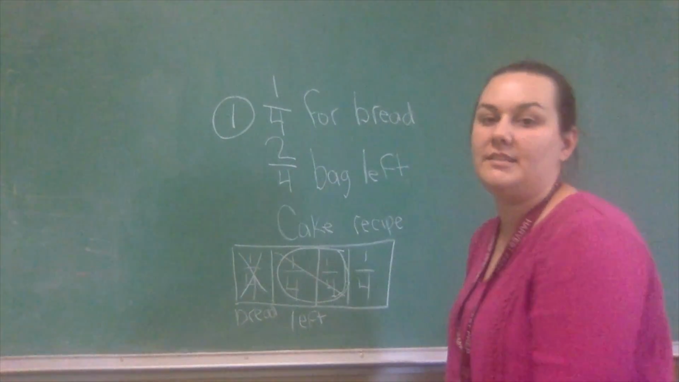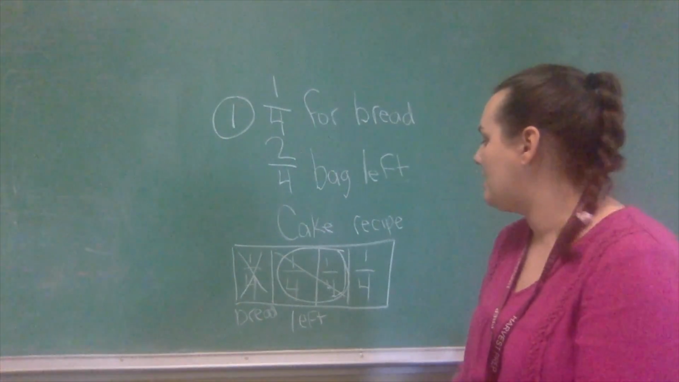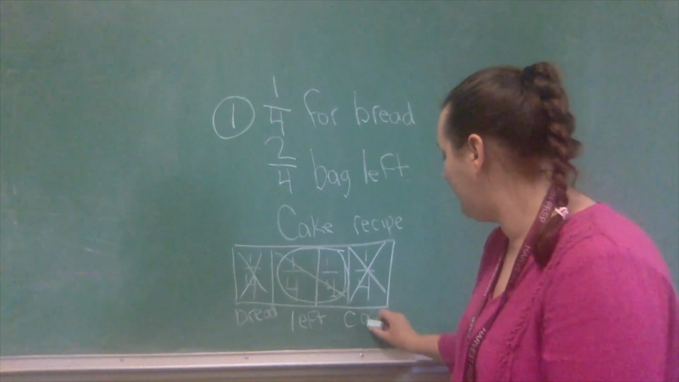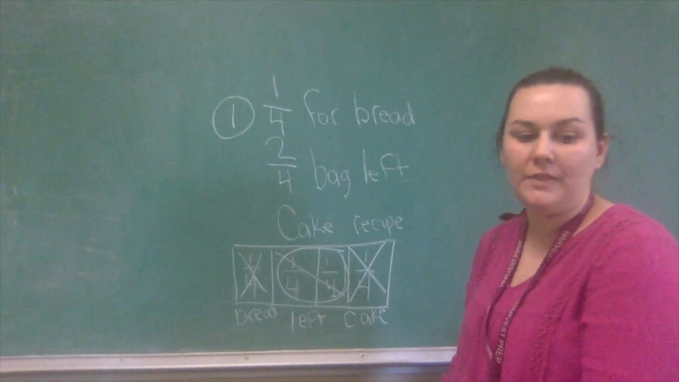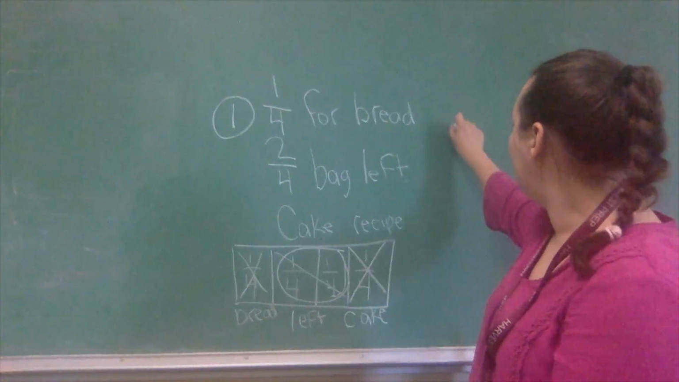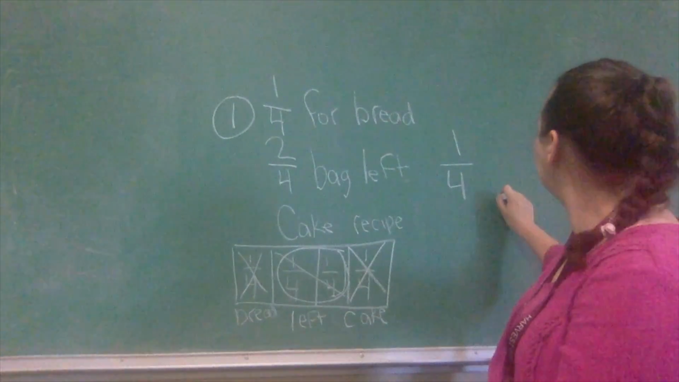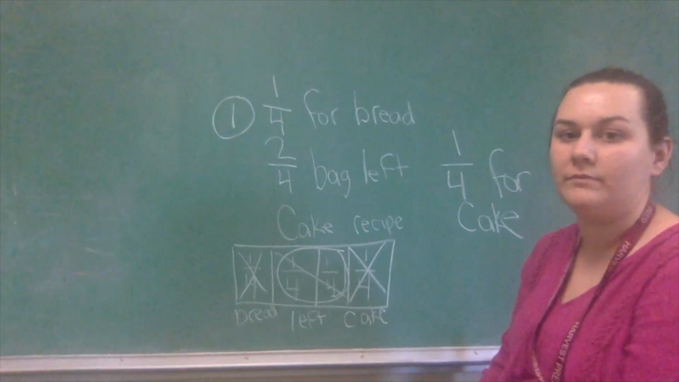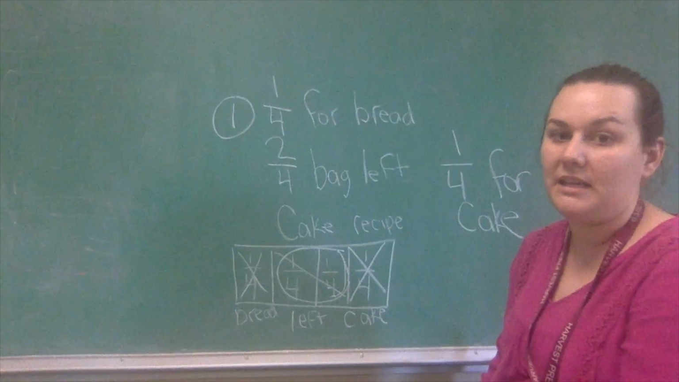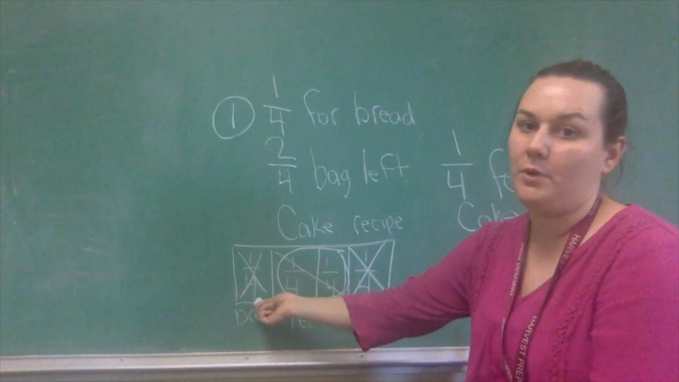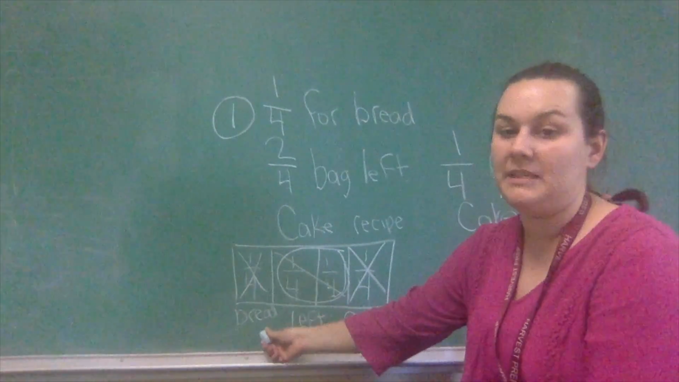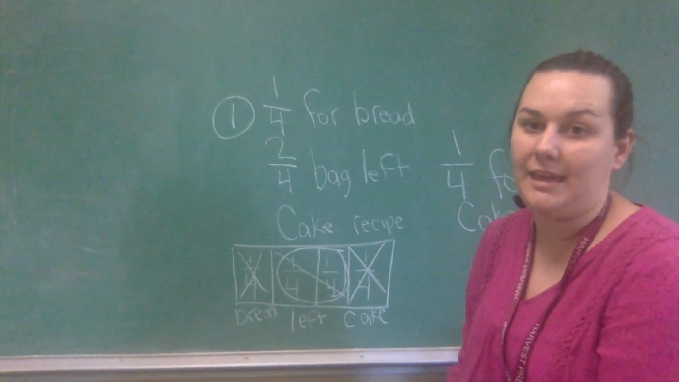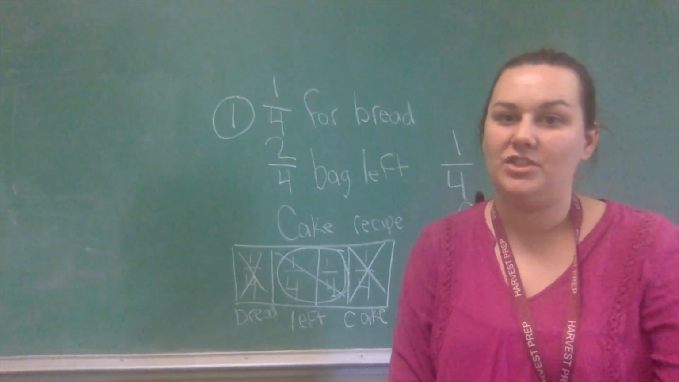So how much does this tell me that he used for the cake recipe? Well, I only have 1/4 left, so that has to be what he used for the cake. So how much flour did he use for the cake? 1/4. Okay, check. Does my answer make sense? Yep, I know that for fourths I had 4 pieces. I have all 4 pieces accounted for: 1/4 for bread, 2/4 are left, so that means 1/4 is left for the cake. So that is our learn the strategy.